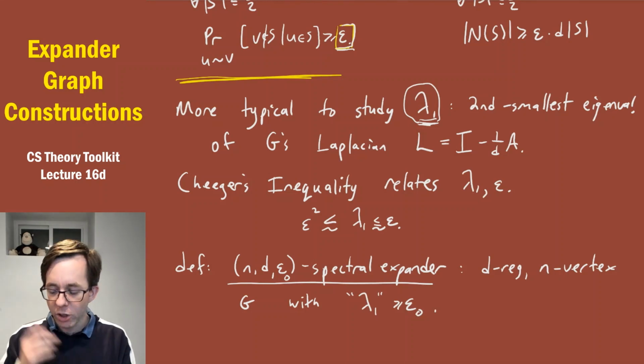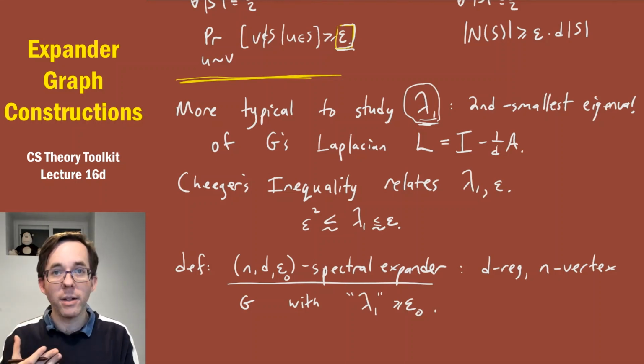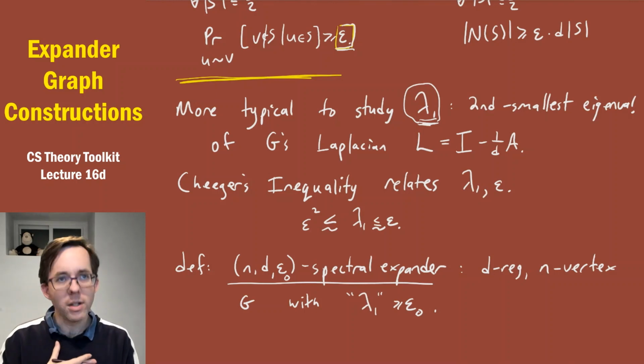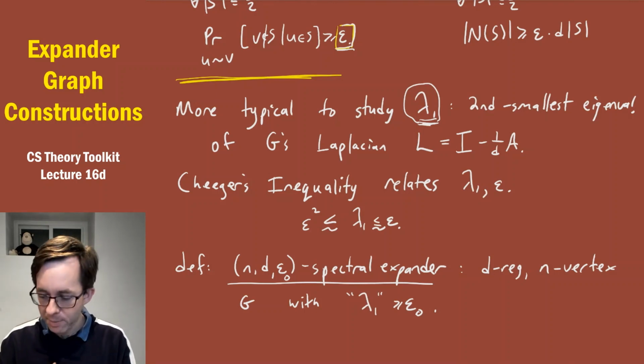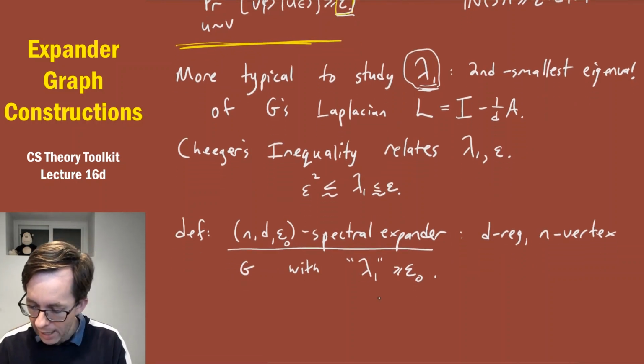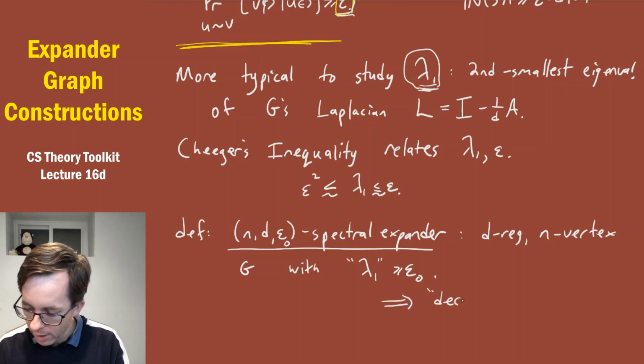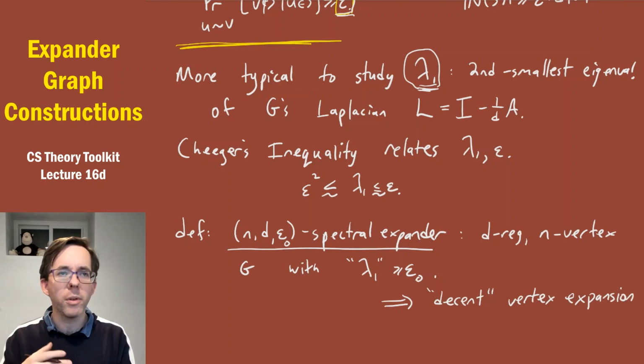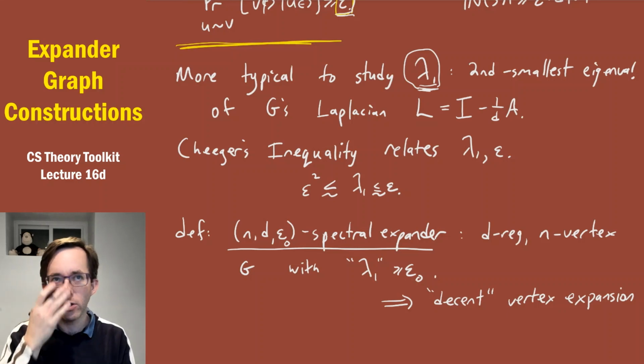Okay, and if you have such a spectral expander, then by the easy side of Cheeger's inequality, it's even a good edge expander. You can also show, this is not too hard, that if you have a good spectral expander, it implies you have pretty decent, let me just put that in quotes, vertex expansion as well. This was originally proved by Alon and Milman, and it's a consequence of the tight form of the expander mixing lemma, which we'll mention shortly.